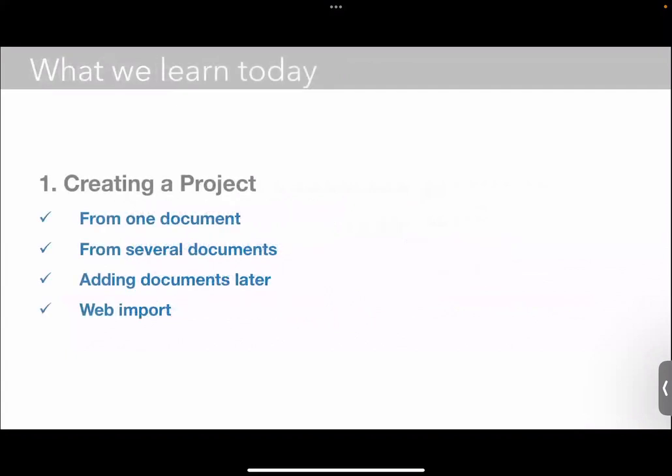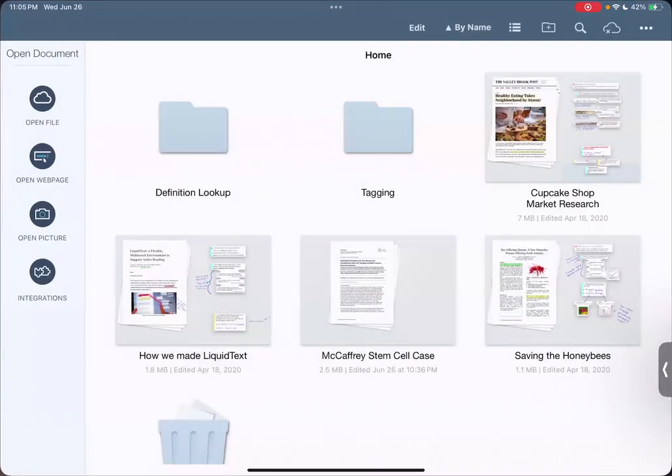So to start with, I want to give you an introduction to maybe the most basic part of Liquidtext. This is a little bit for folks who are maybe getting ready to start using the product itself. We're going to start with creating a new Liquidtext project. So what we're going to talk about here is how you create a project from one document, how you create a project from several documents, how you add more documents to a project later on, and how you import documents from the web. So with that, let's head over to Liquidtext.